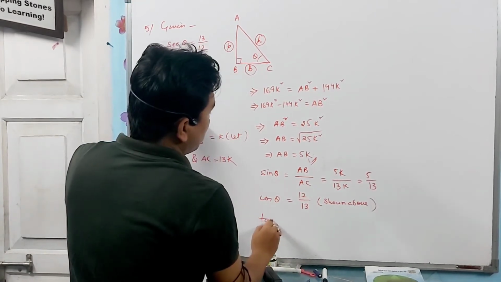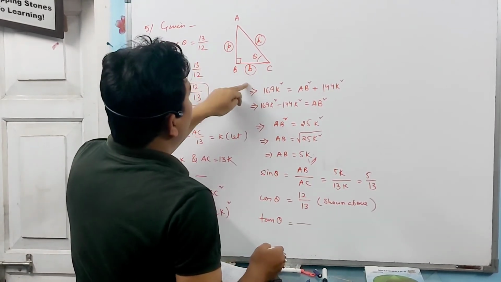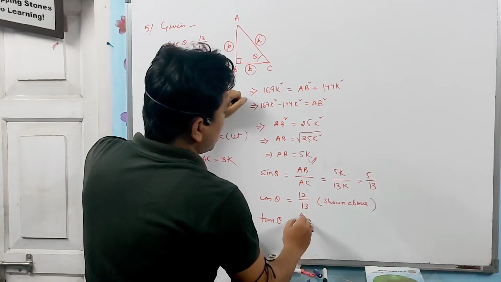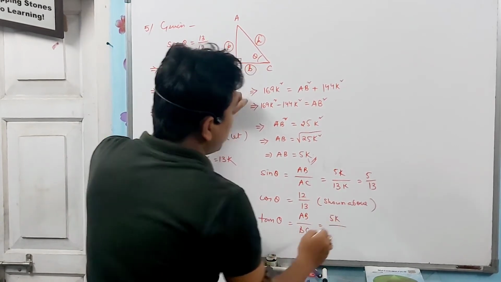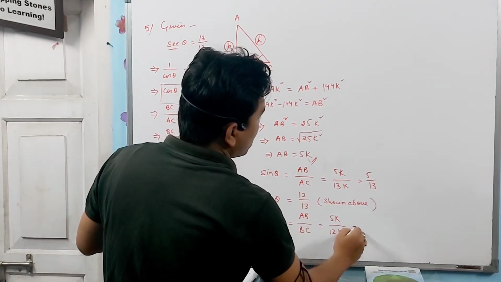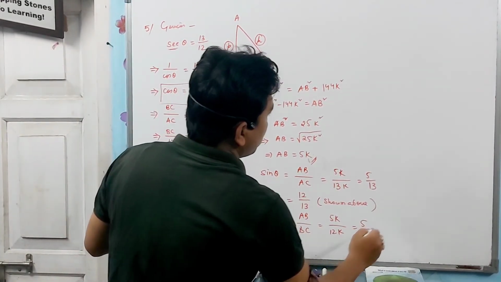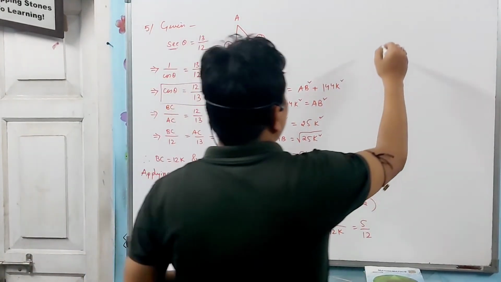Then 10K. Sorry, tan theta is AB by BC. What is AB? 5K. What is BC? 12K. So K got cancelled. We got 5 by 12. Then sine, cos, tan. Then cot we have to find out.